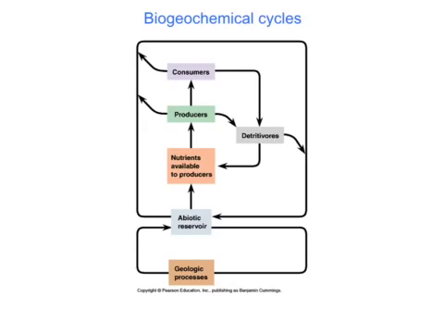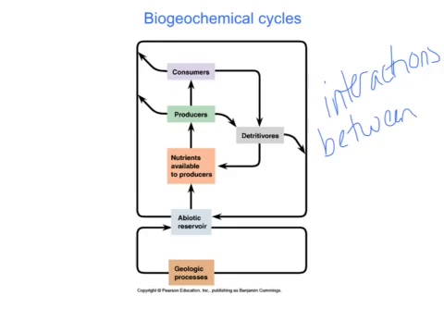So our next section here is going to focus on the biogeochemical cycles. And biogeochemical cycles is just the big fancy term for things like the water cycle, carbon cycle, nitrogen cycle. It's the interactions between your abiotic factors, your organisms, and your geological processes. Like I said, these consist of your carbon cycle, your water cycle, nitrogen cycle, phosphorus, sulfur.